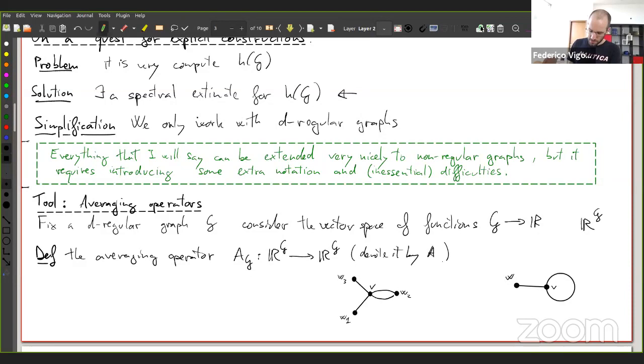And we define it as follows. So this sends a function f to a different function A of f. And A of f is defined so that A of f at the vertex b is equal to the average of the values of f at the neighbors of b. Since it's an average, it's going to be 1 over d, where d is the degree of the graph, and then the sum over all the edges connecting b to something of f of the endpoint.